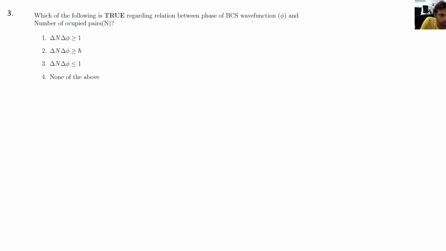Now let us go to the next question. Which of the following is true regarding the case of BCS wave function and the number of occupied states? So this relation from BCS theory comes as delta n delta phi is greater than or equal to 1. So this is the correct answer, the rest all are not.